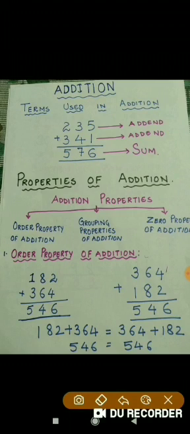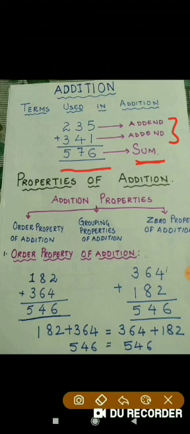Here 235 and 341 are addends, and the result 576 is the sum. Now let us revise the properties of addition. First property is order property of addition, which is also known as commutative property. Let us take the number 182 and 364.